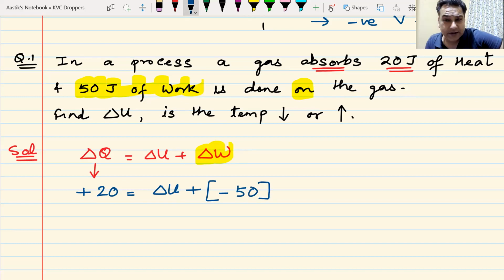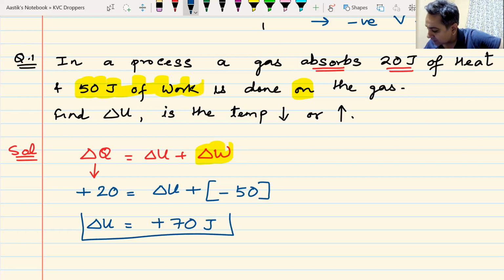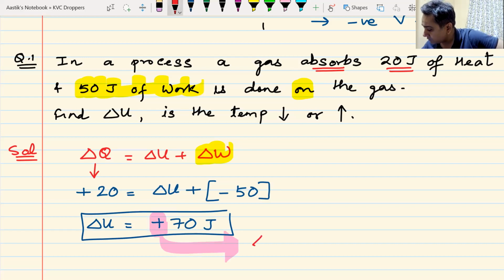From here, I can find out the value of change in internal energy, and the value of change in internal energy will be plus 70 joules. Now, what do I mean by this plus? By this plus, I mean that the internal energy is increasing. And we know internal energy only increases when the temperature of the body increases. Do we understand this? So this is the answer.